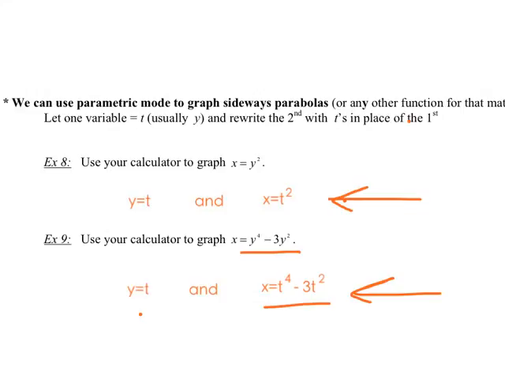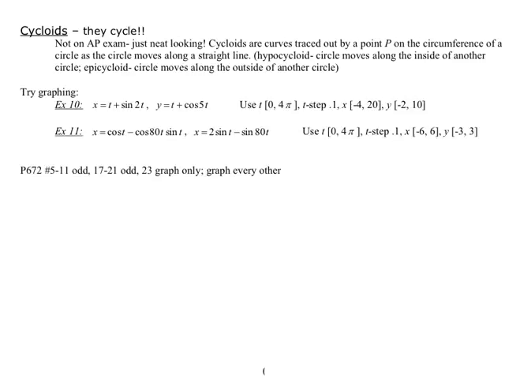One thing that I do want to talk about is something called cycloids. Cycloids are not on the AP exam, they're just pretty cool looking. Cycloids are curves that are traced out by a point on the circumference of a circle as the circle moves along a straight line. We have versions of cycloids. We have hypocycloids where we have a circle moving along the inside of another circle, and an epicycloid where we have a circle moving along the outside of another circle.